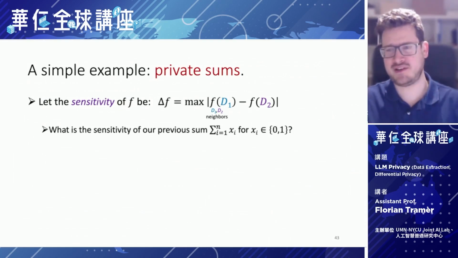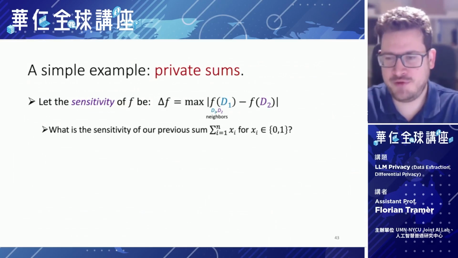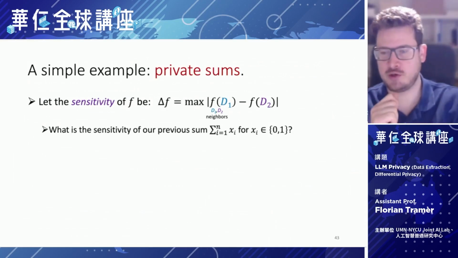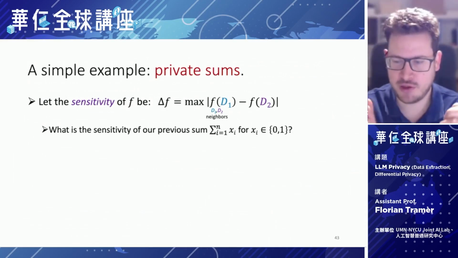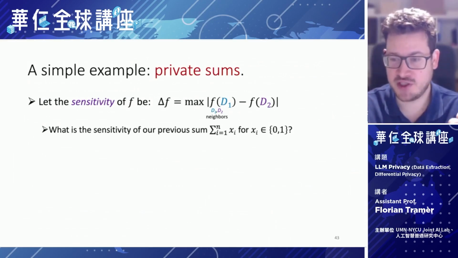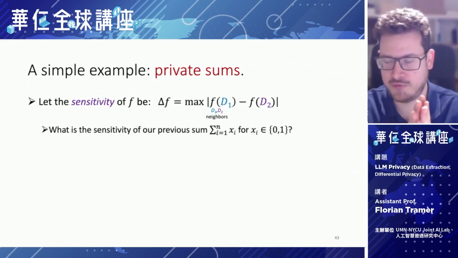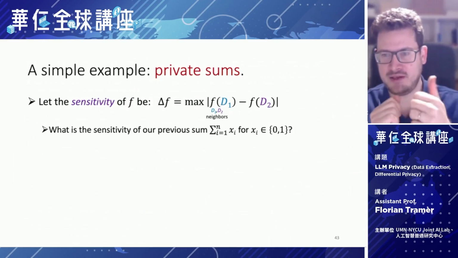If we take our previous example of computing a sum of n elements, if we switch out one of the elements of the sum, so either a 0 becomes a 1 or a 1 becomes a 0, the maximum by which the sum can change is 1. So the sensitivity of the sum here for n bits is exactly 1.